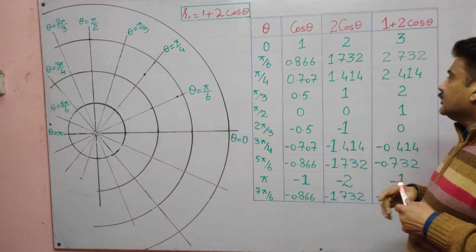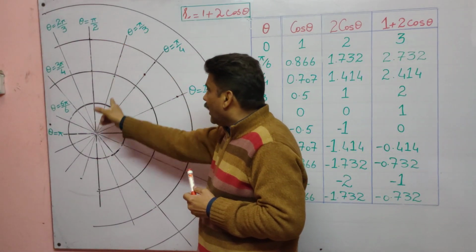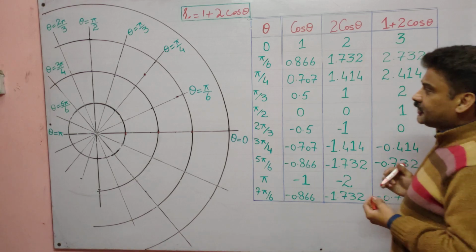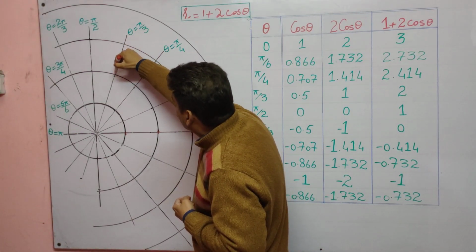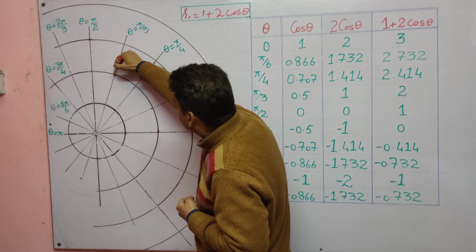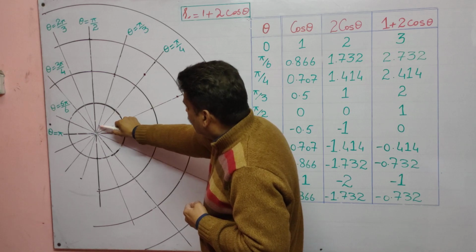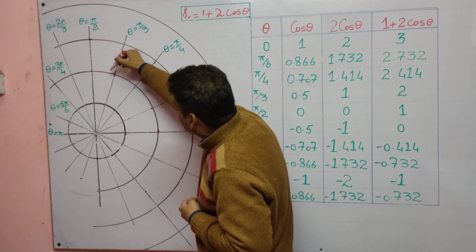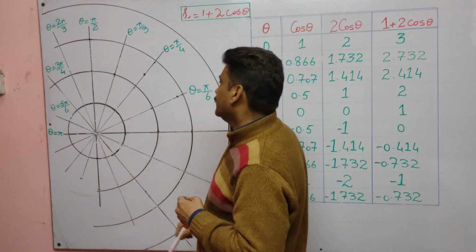For the line theta equals pi by 3, the value of r is exactly 2. So for the line theta equals pi by 3, we take this point here. This is a point where r is 2, with 1 and then 2 marked, and theta is equal to pi by 3.